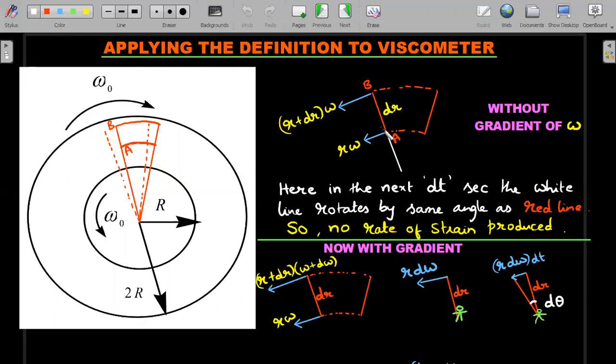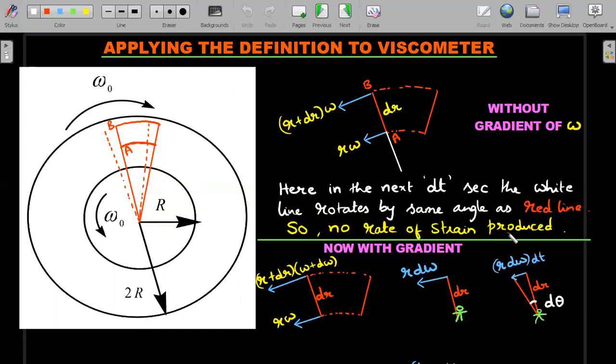I have shown that in this particular figure. Imagine I wait for dt seconds, this solid red line becomes this dotted red line. Can you see? Every point on this particular line has now become this one. So you could say that the trapezoidal shape would be maintained. That maintenance of shape means there is no shear that has happened. So without an angular velocity gradient, even though there is a velocity gradient, shear won't happen. So no rate of strain is produced.